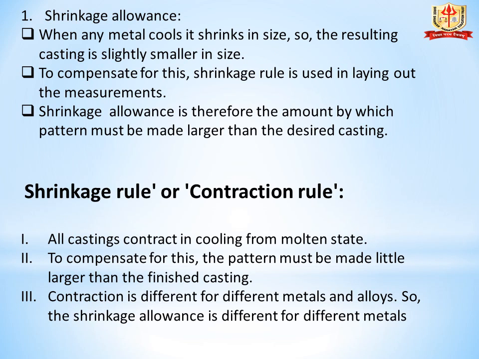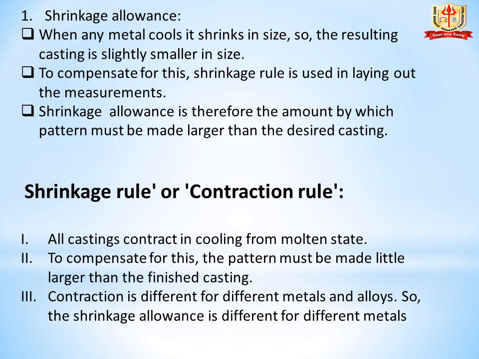Now we see the pattern allowances in detail. First is the shrinkage allowance. When any metal cools, it shrinks in size, so the resulting casting is slightly smaller. Point number 2: to compensate for this, a shrinkage rule is used in laying out the measurements. Point number 3: shrinkage allowance is therefore the amount by which the pattern must be made larger than the desired casting. There is a shrinkage rule or contraction rule.